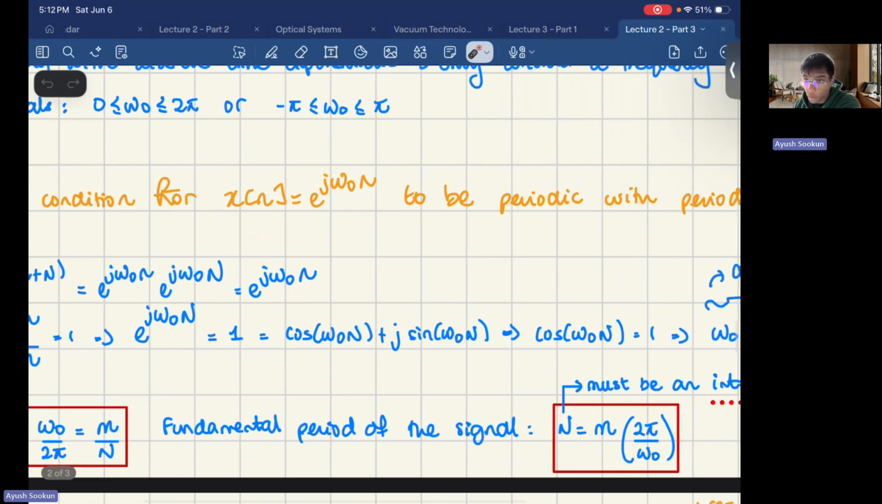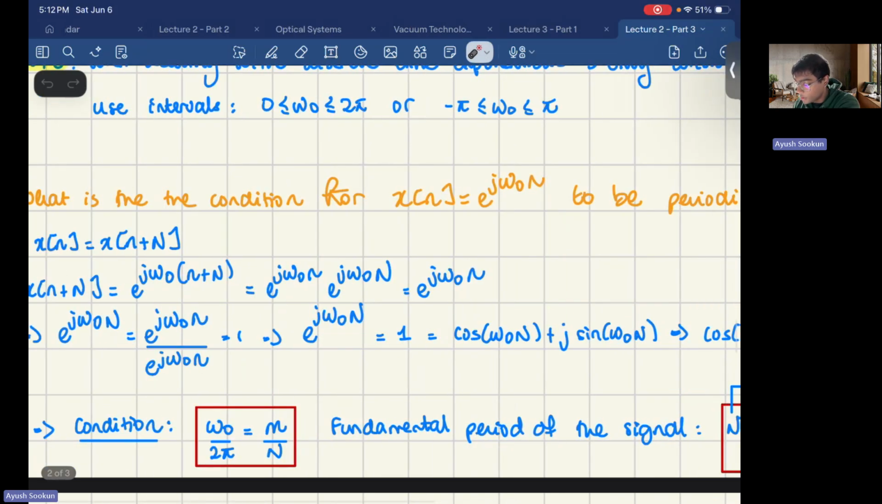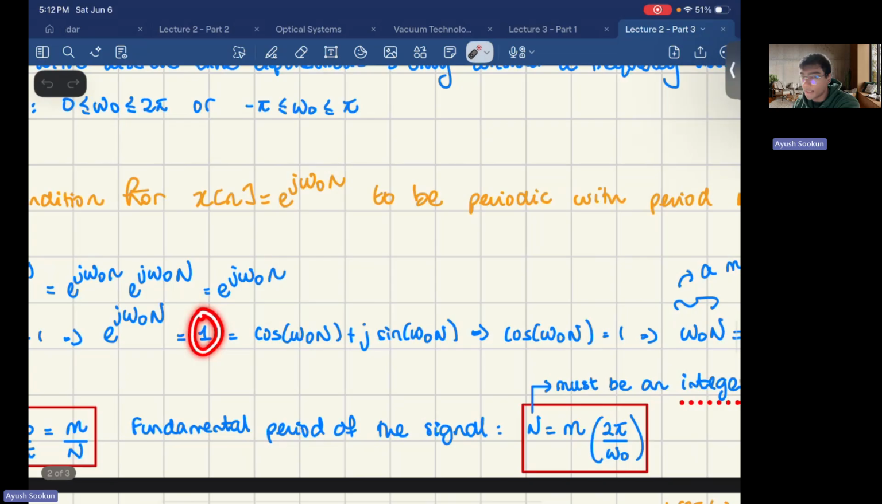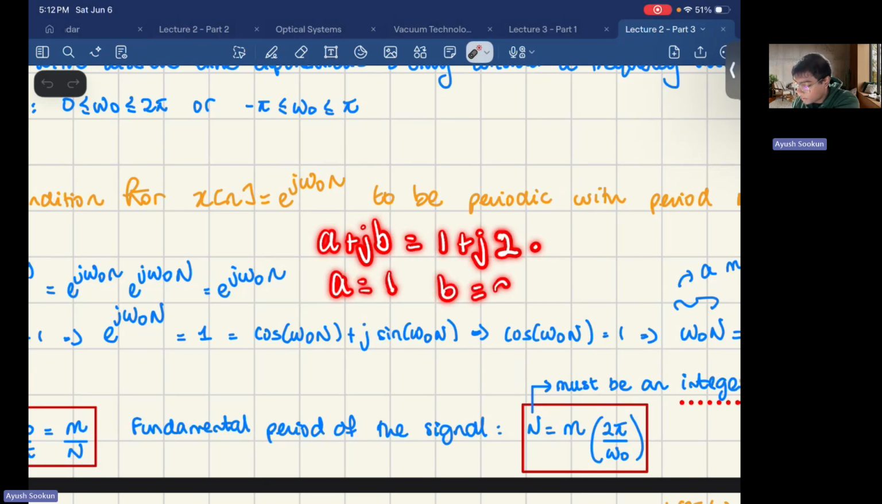Now, again, Euler's relation comes up. This e to the j omega 0 N can be expressed as a cosine plus j sine. Now, this number 1 here, of course, it's a real number, but you can pretend that the imaginary part is 0. Actually, not pretend. The imaginary part of this complex number is 0. So technically you have 1 plus j0. And if you've seen anything from linear algebra, if a plus jb equals 1 plus j2, for example, a has to be equal to 1 and b has to be equal to 2.